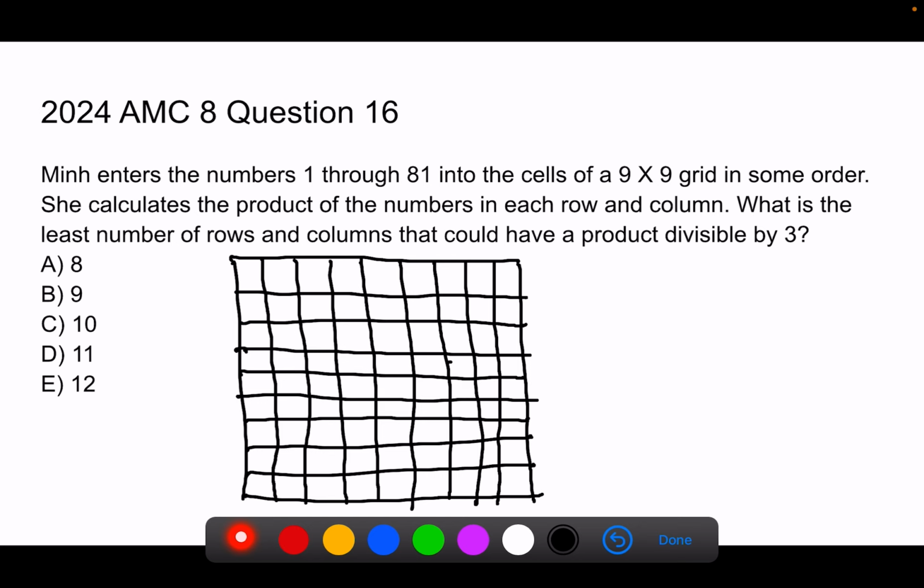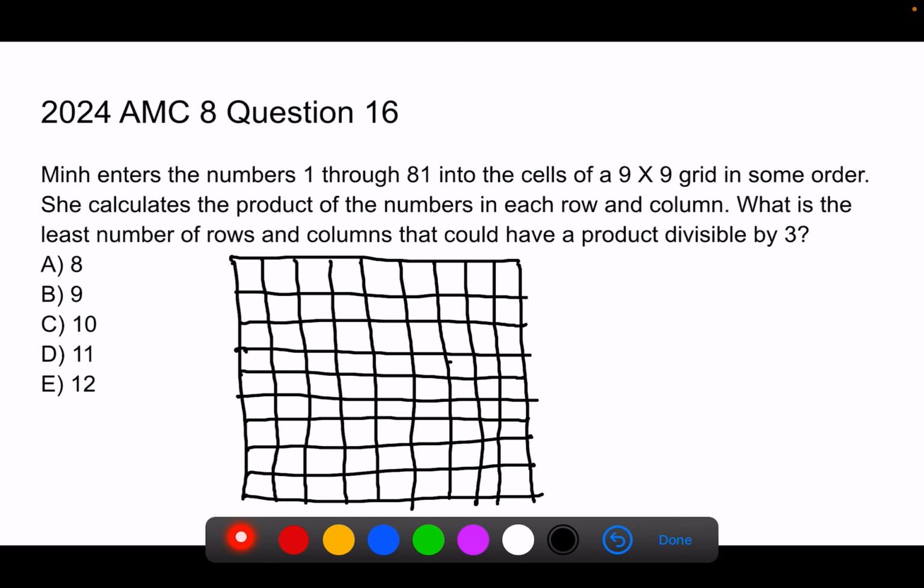Ming enters the numbers 1 through 81 into the cells of a 9 by 9 grid in some order. She calculates the product of the numbers in each row and column. What is the least number of rows and columns that could have a product divisible by 3? To save some time, I already drew the grid here. Now you put 81 numbers into this grid, and you want to minimize the number of rows and columns that could have a product divisible by 3.